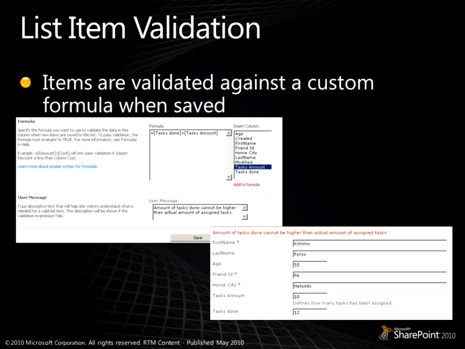List item validation can be used to determine that the overall item values are consistent compared to the business requirements. In the example shown on the slide, we configure a validation rule to ensure that tasks done is lower than the overall task amount. The validation rule is defined using a custom formula. We can also define the error message shown if the information is not valid.